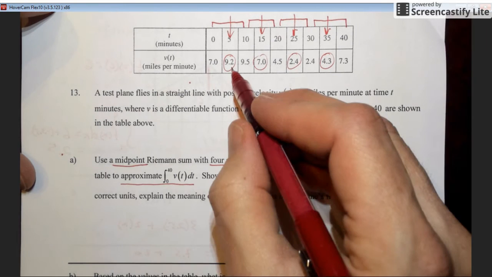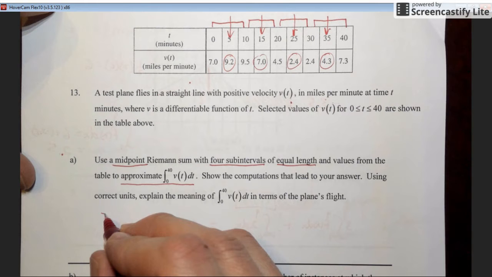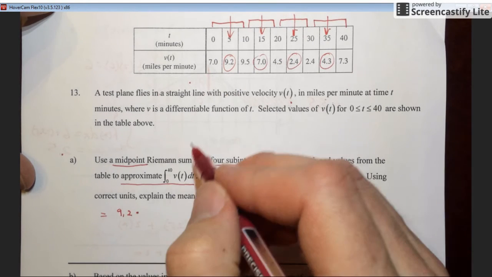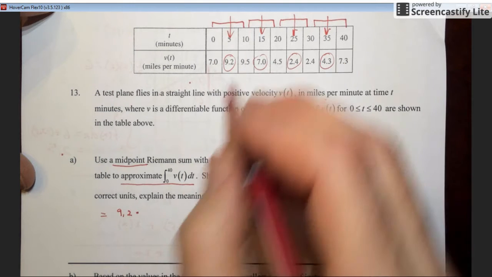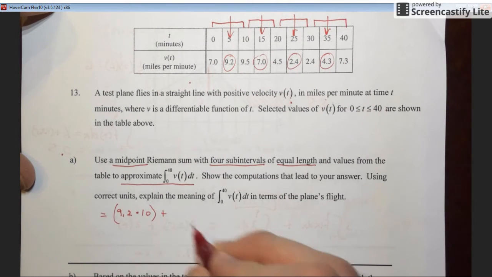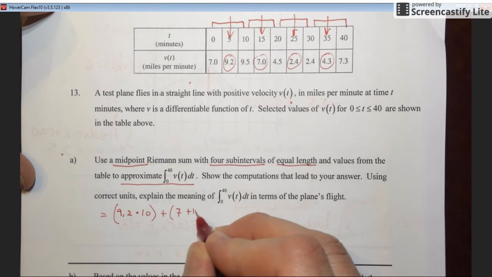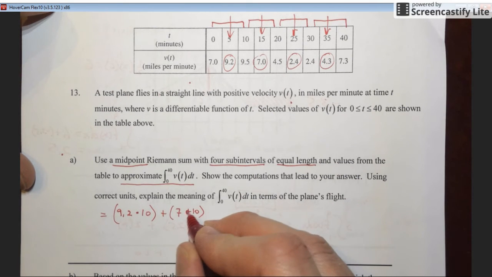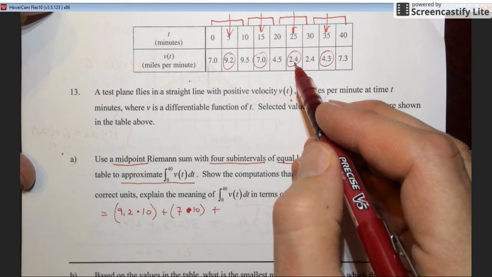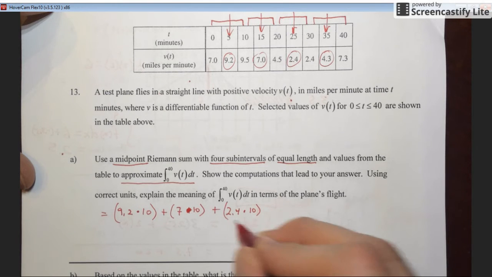So the first height of our rectangle will be 9.2. We're going to multiply that by the base, and the base goes from 0 to 10, so it's multiplied by 10. Now we go to our second rectangle, and we're going to use the 7, and we multiply that by 10. Now we go to our third rectangle. We're going to use the 2.4, and we multiply that by the base, which is 10.